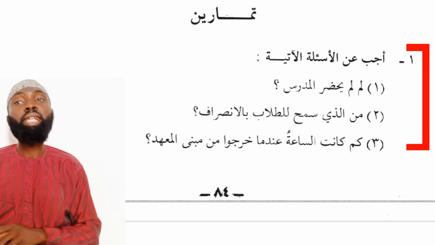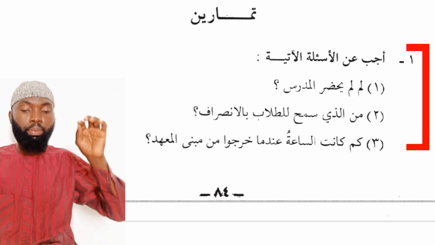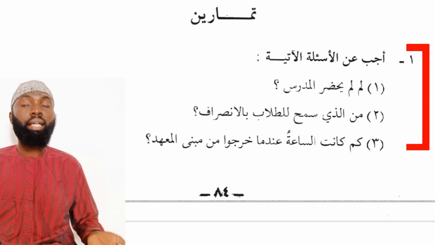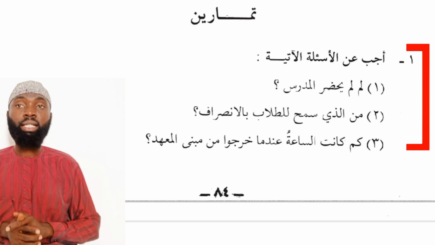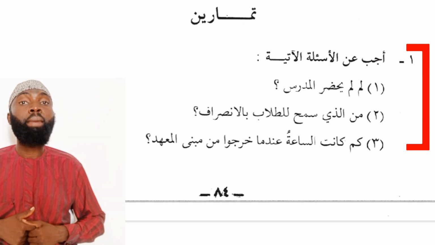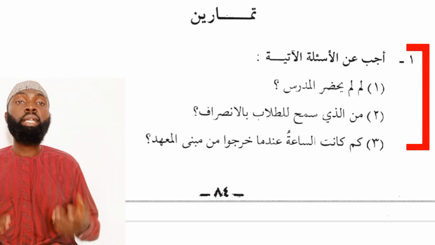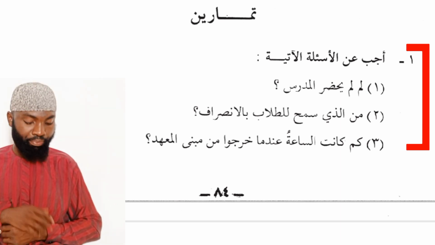Number one says, Lima lam yahduril mudarrisu. Why was the teacher not present? You say, Li'annahu maridun. Because he was sick. Do you understand? Man alladhi samaha lit-tulab bil-insraf. Who permitted the students to disperse? You say, Samaha lahum al-muraqib. The muraqib is the one who permitted them.